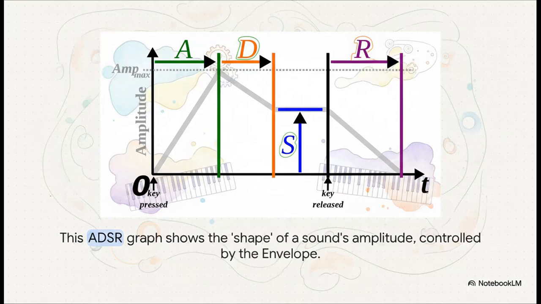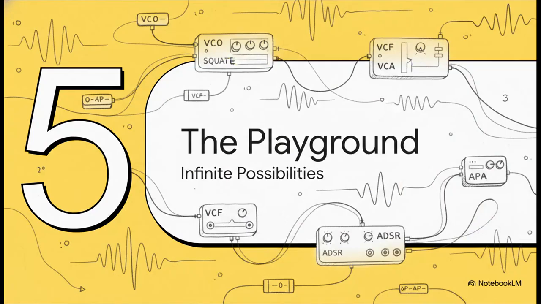And this graph makes it all click, right? When you press a key, the envelope tells the VCA to follow this exact shape. Rise up during the attack, drop a little in the decay, hold steady for the sustain, and then, once you let go of the key, fade away during the release. So the big takeaway here is that by changing the shape of this envelope, you change the entire feel of the sound.